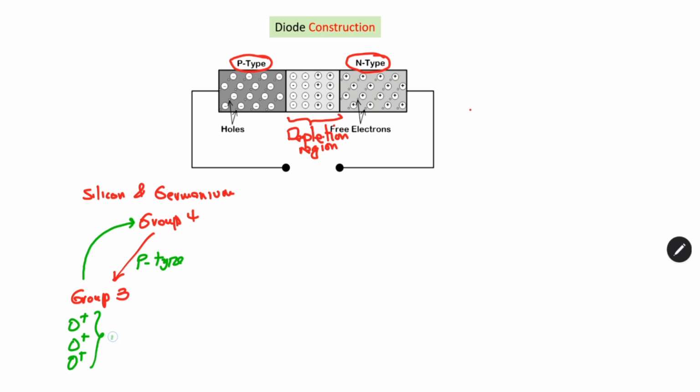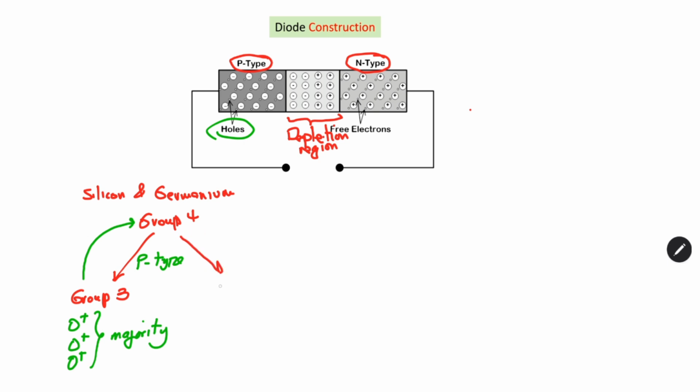So we can see that the majority charge carriers in the p-type semiconductor materials are known as the holes, because this hole is formed by bonding group 4 element of the periodic table with element group 3 in the periodic table. So what will happen in the n-type material?